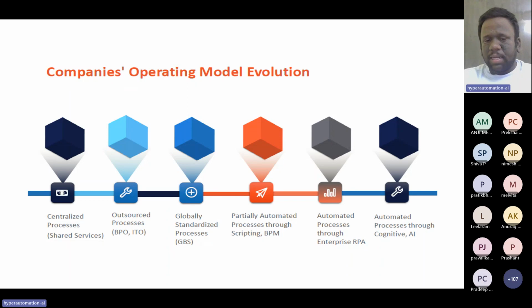And to deliver even faster, we have also automated some processes using some scripting and other technologies. And now we are in a state of automating our processes using enterprise RPA. And the future will be related to cognitive models, with AI getting infused and making the delivery of processes in companies or organizations faster.